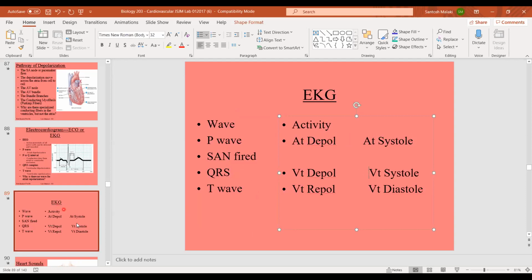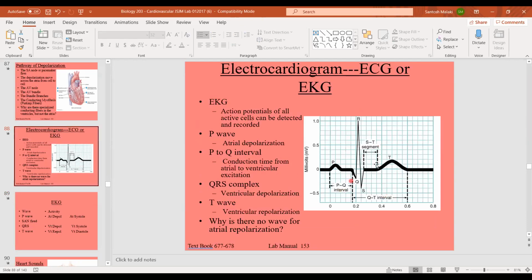And this is followed by a T wave, which shows that the ventricle is repolarizing. And that means the ventricle is now in a state of relaxation. So that's what these waves are denoting.